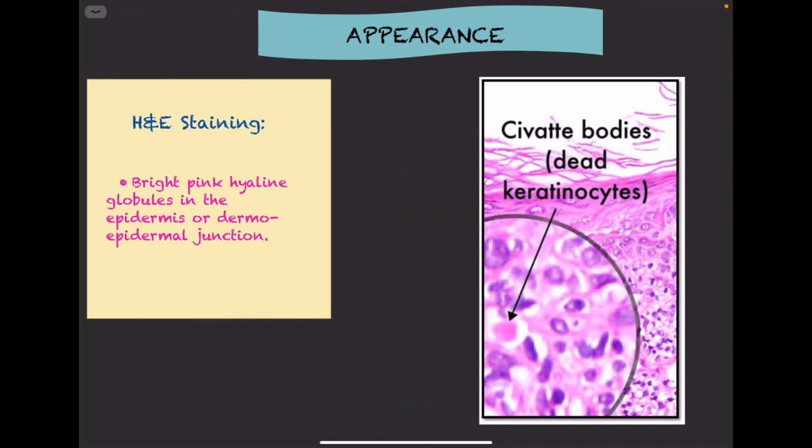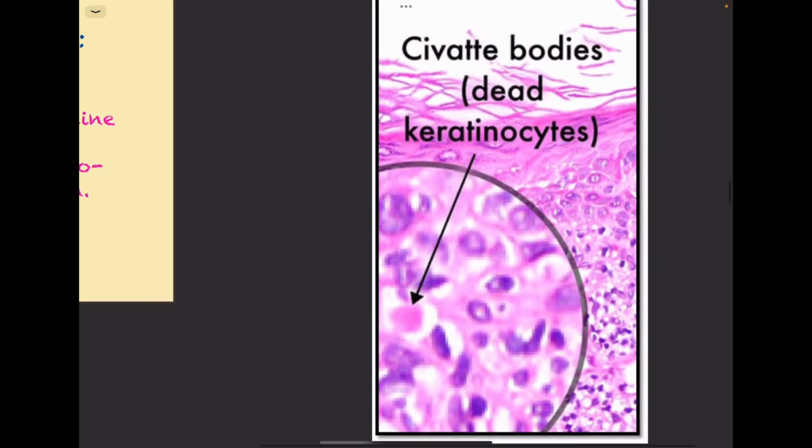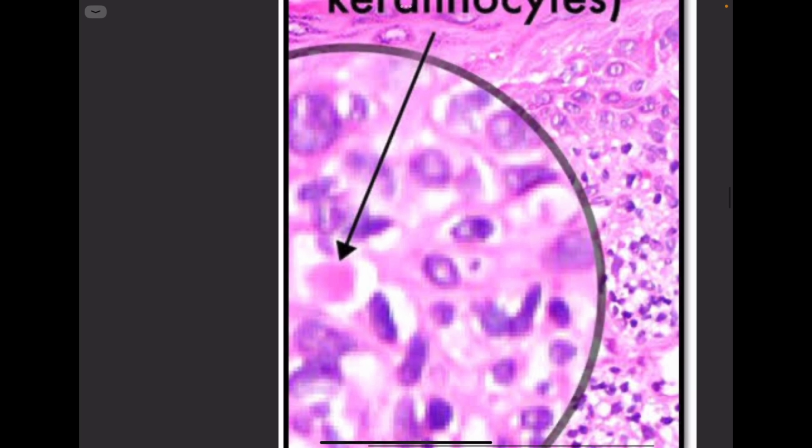So now again we have one more picture depicting the morphological features of your civet bodies. Okay, so here you can appreciate these are bright pink. Also they are quite hyaline like, that is, a translucent appearance is there. Here you can appreciate these are your civet bodies or your dead keratinocytes. See, you can appreciate the hyaline like material, the eosinophilic structure, and the globular, spherical, or in some cases an ovoid appearance may also be seen.